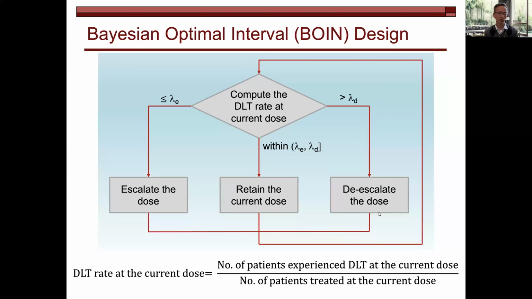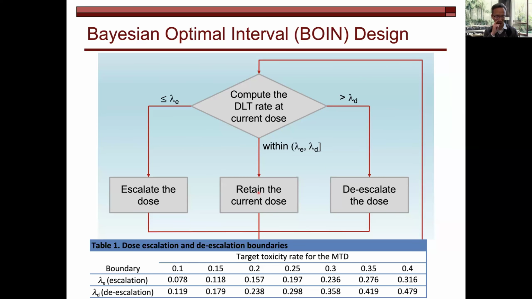And then we look at that DLT rate. If it's less than or equal to lambda E, the escalation boundary, then we're going to escalate the dose. On the other hand, if it's greater than lambda D, the de-escalation boundary, we're going to de-escalate. Otherwise, we stay at the current dose. In the whole design, the 2 key parameters are the escalation and de-escalation boundaries. The bottom table shows the optimized escalation and de-escalation boundaries for some commonly used target toxicity rates.